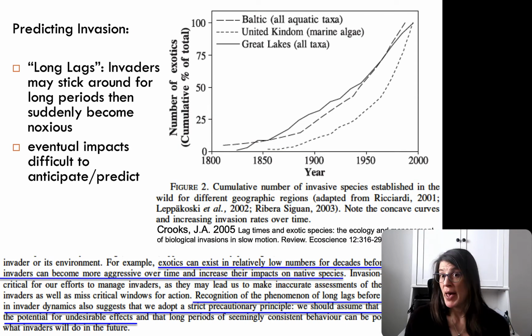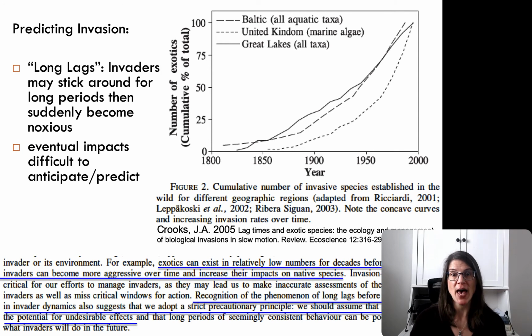Now, one of the things about invasion biology is it can be difficult to predict. And it's worth mentioning that in spite of the hundreds and hundreds of species that are moved about and introduced into new systems all the time, only a very small fraction of them ever becomes invasive. But it's difficult to predict who is going to be that species.